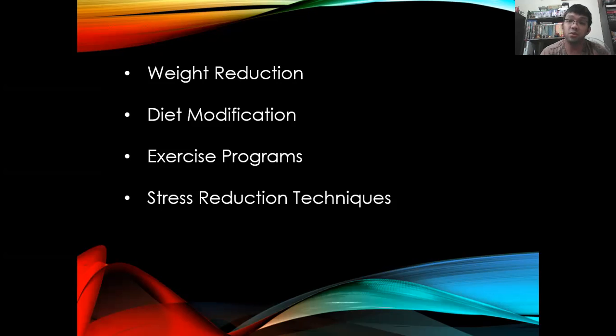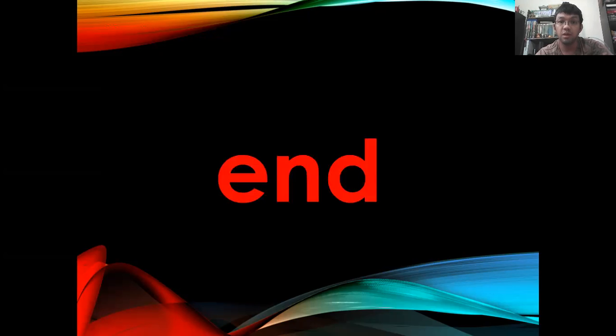So if you have a stressful work, stressful life, you need to do stress reduction techniques by doing yoga, guided imagery. Massage can also help reduce stress. So we need to teach our patients these things in order to avoid the development of CAD. So that's it for coronary artery disease.